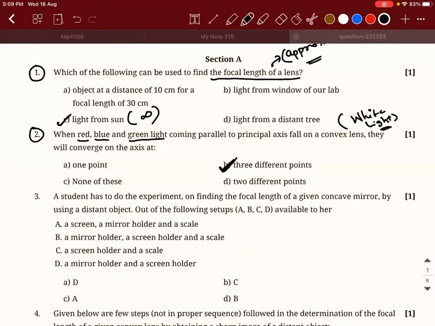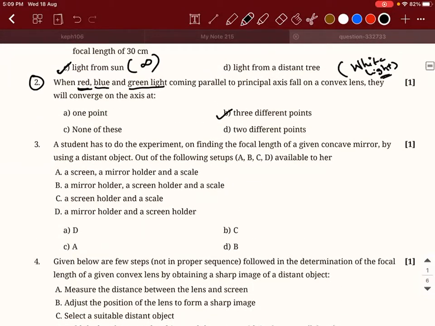Okay. So we know the fact that the refraction of lens will take place depending on the wavelength of light that is falling on it. Okay. So please make a note. Since the wavelength of the three lights are different, there will be three different points on the principal axis. Answer is since wavelength is different for all colors.